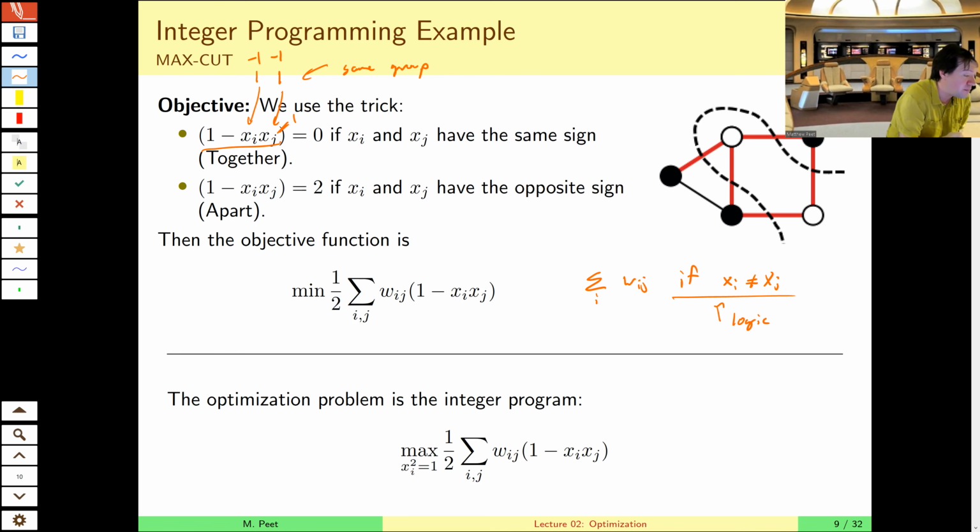And if they're in opposite groups, 1, -1 for example, or -1, 1, no matter which student is assigned to which, the product of this is -1. And so 1 minus -1 is 1 plus 1, which is 2. So this term is 2 if they're in different groups.